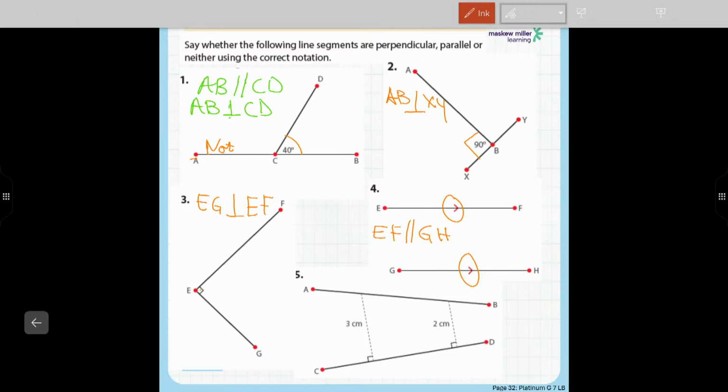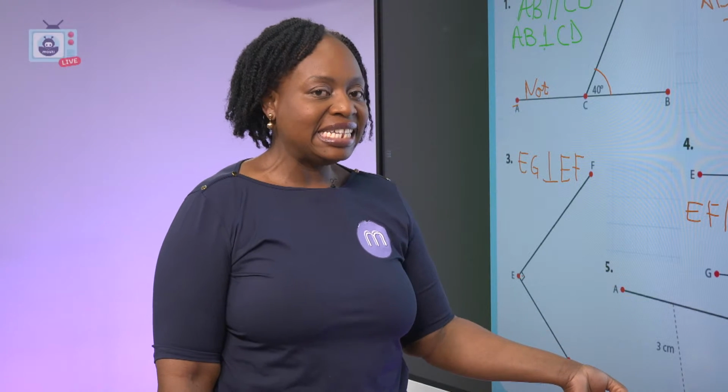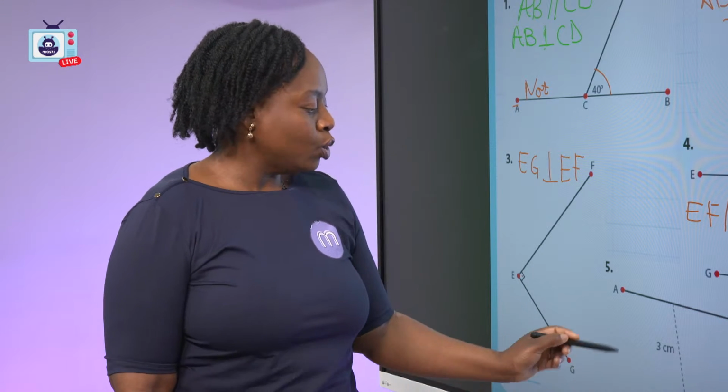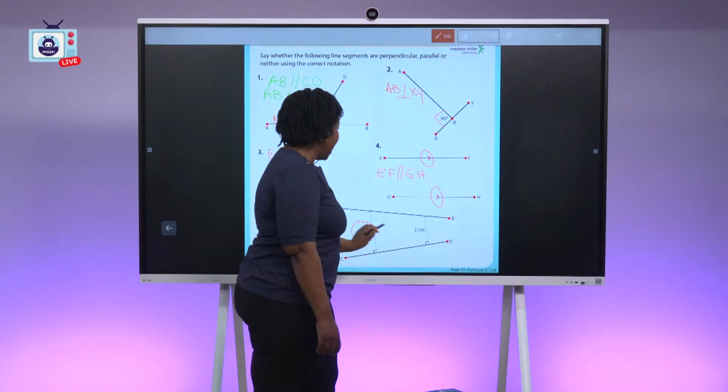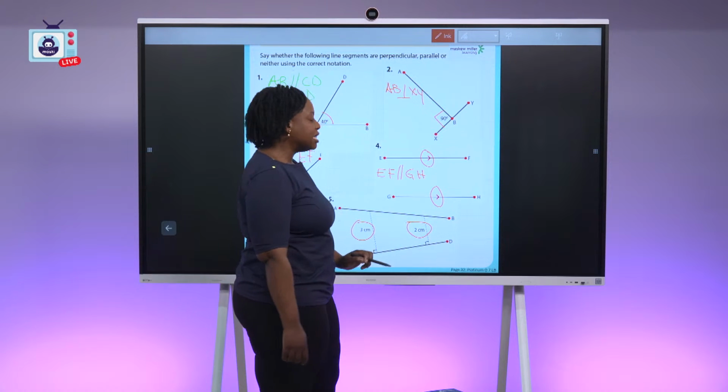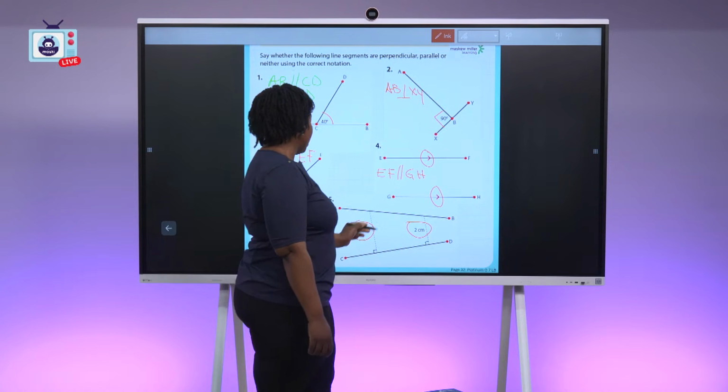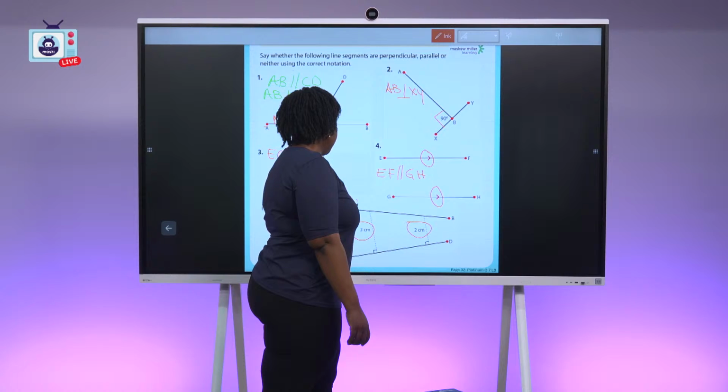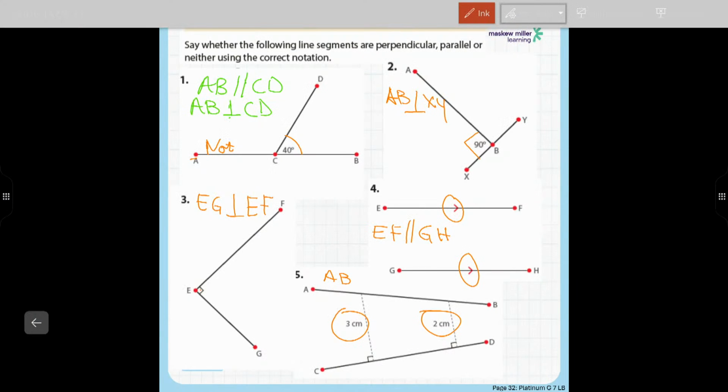Remember, one of the properties of parallel lines says the distance between must be equal. So we can see that we have 3 and we have 2. That makes it not parallel. So we are going to say that AB in this one is not parallel to CD. So we have 2 things that we can categorize. The first one, it's not even parallel or perpendicular. Also, the 5th one is not parallel or perpendicular.